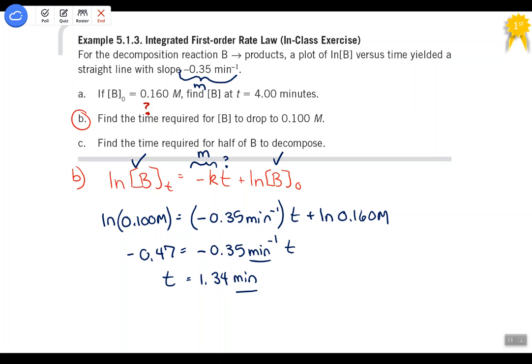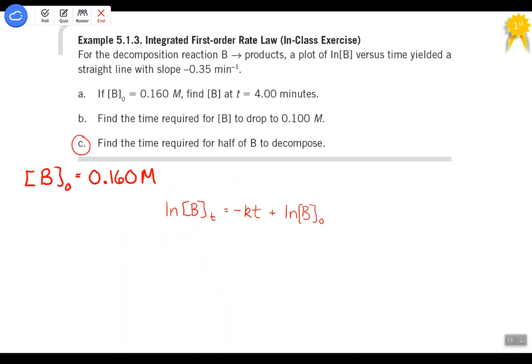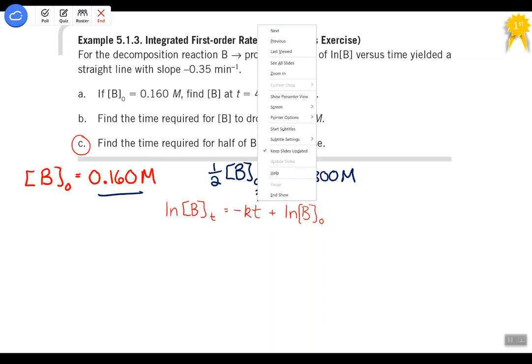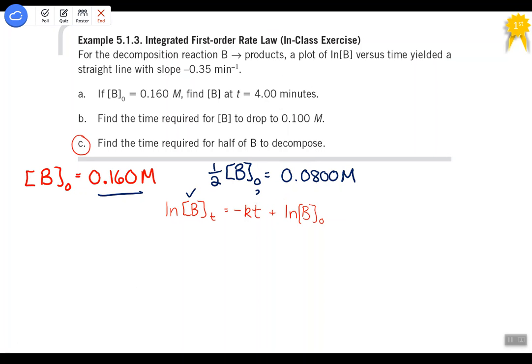We want to figure out the time required for half of B to decompose. Well, what's half of B? I need to pay attention to what I started with. That's my starting concentration of B. So half of that starting concentration would give me 0.08 moles per liter. We want to solve for time, given the concentration that we know would be half compared to the starting concentration. And again, we interpreted the slope to equal negative K. So we can solve for time.